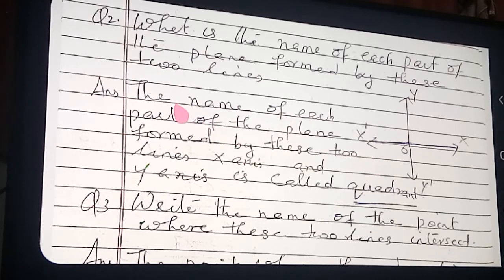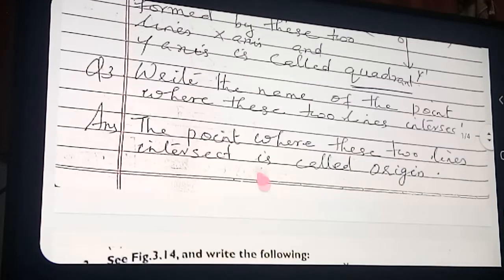Okay, so see the answer. The answer I have written here: the name of each part of the plane formed by these two lines, x-axis and y-axis, is called a quadrant. What is the name of each part? Quadrant. Clear? Yes. All of you copy these answers also. Copy them first, and then move to the next question.